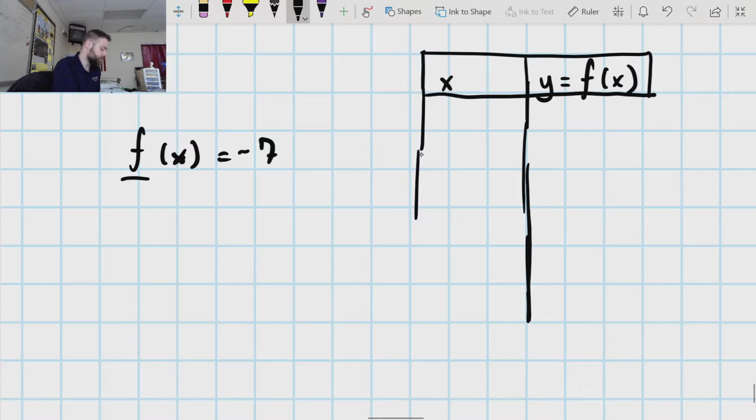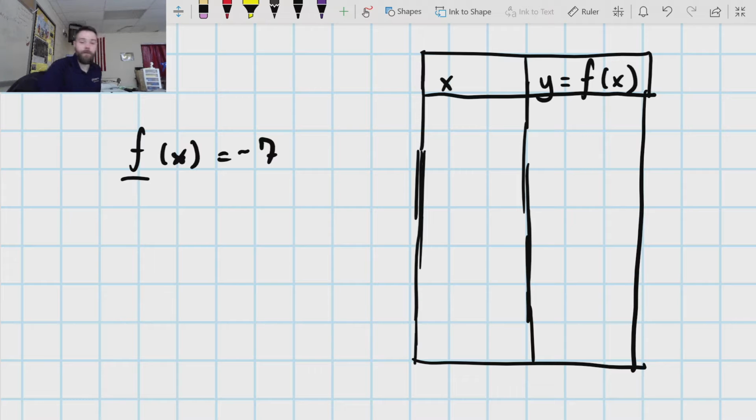So anytime I start a table, I'm going to start with some values that I know that are easy. So personally, I like to start with -3. Already with the mistakes.